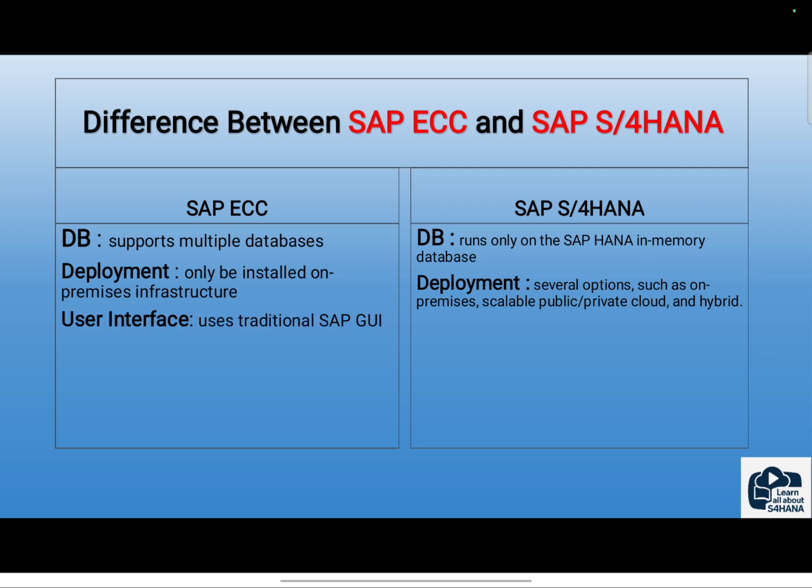Next we'll talk about the user interfaces. ECC uses the traditional SAP GUI, whereas S/4HANA uses a modern web-based UI. The traditional SAP GUI is mainly desktop based. That means it has complex navigation, and sometimes we need SAP expertise. For any problems, experts have to come and check to rectify the problem.